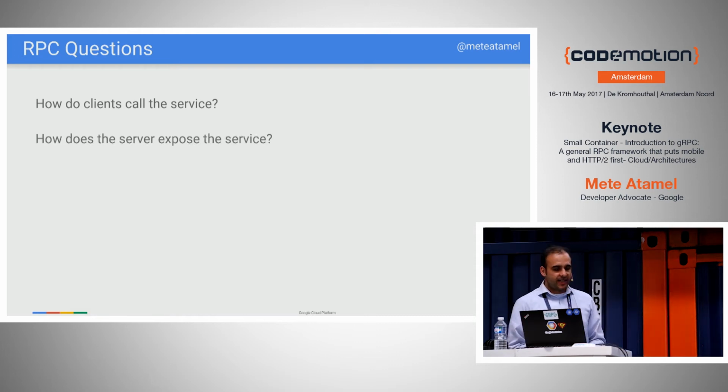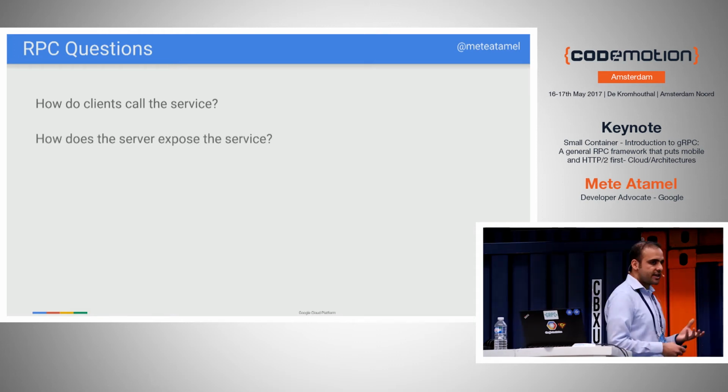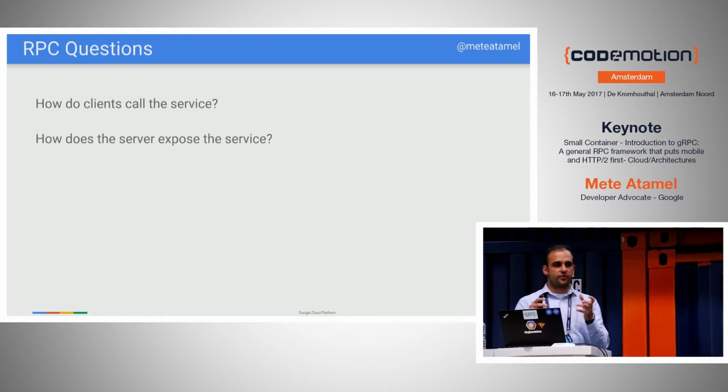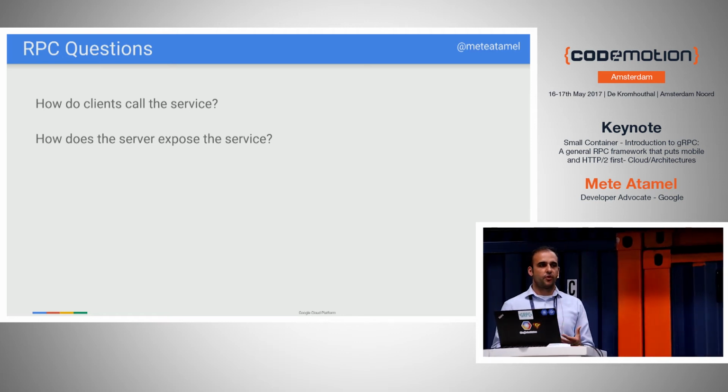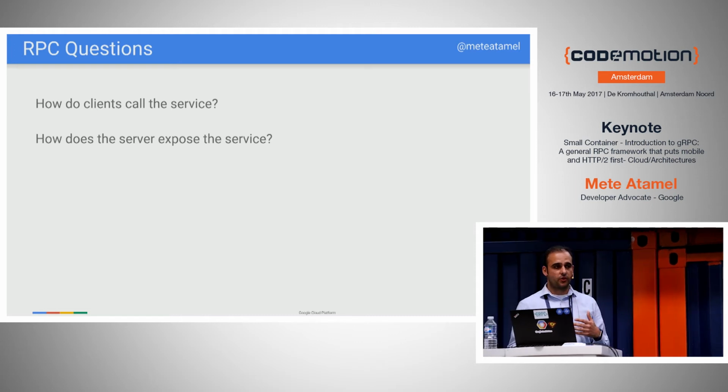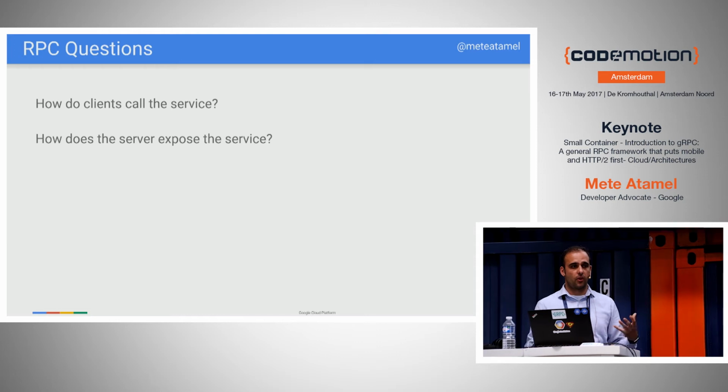The second thing is, how does the server actually expose the service? So we have the greeter service, and it has one method. But what if we have more services? Or what if we have a single service, but we have multiple methods? We don't want to probably expose all of them all at once. We want to pick and choose what we want to expose. So how does that work?